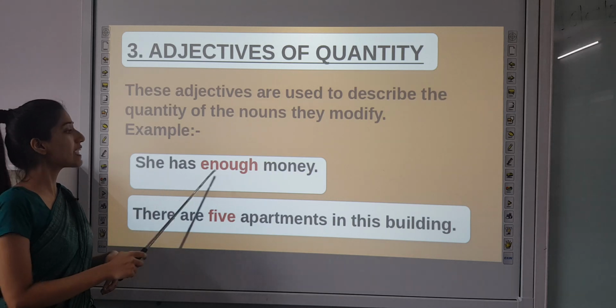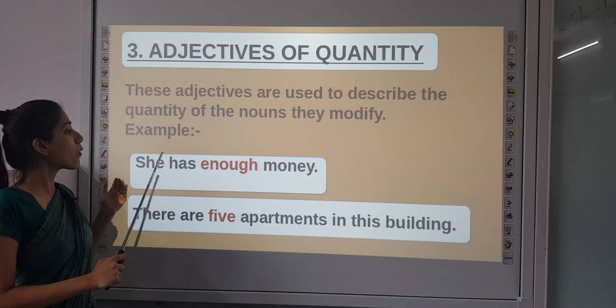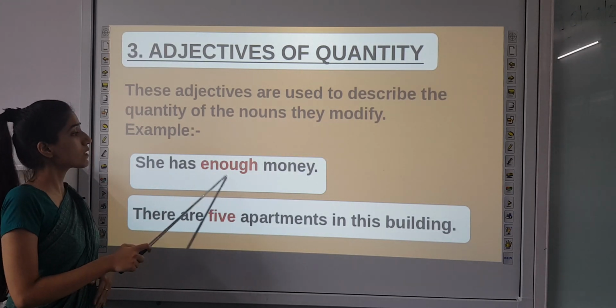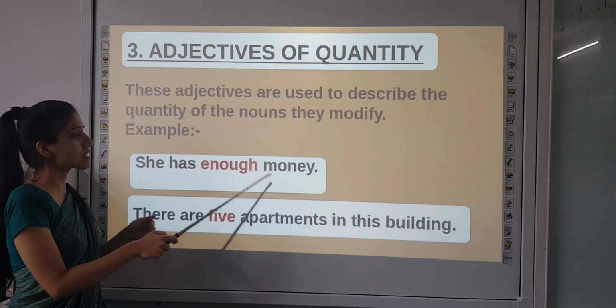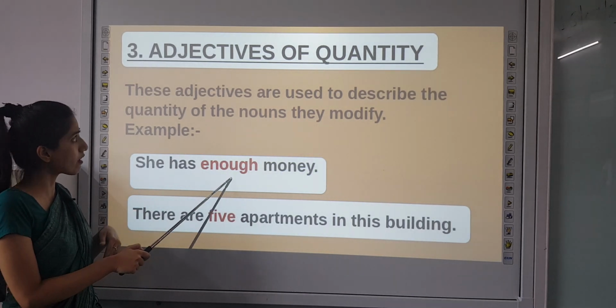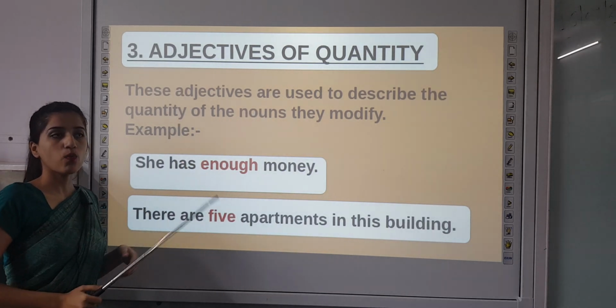As she has enough money, if I am questioning it like that, how much money does she have? We are getting the answer as enough. So it is telling about the exact money that she is having, that is enough money she is having. So this enough is the adjective of quantity.